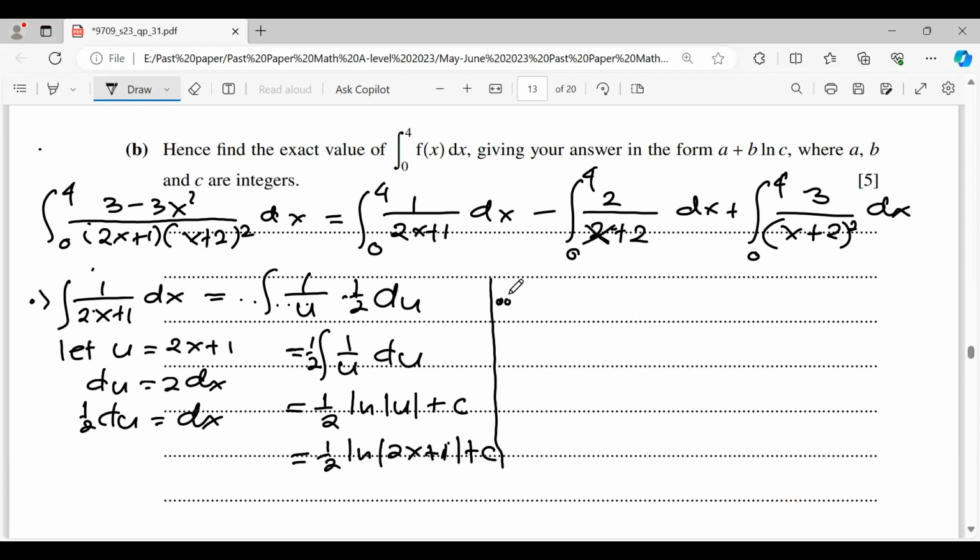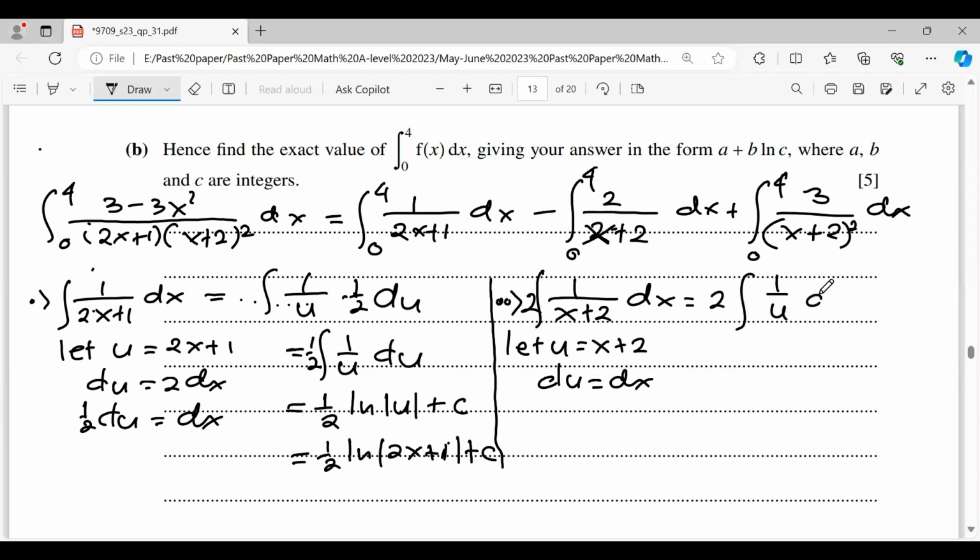Okay. And secondly, this integration, I'm going to find the outcomes first. So 2 over x plus 2 dx. If u equals x plus 2, it means du equals dx. So it becomes 2 integral 1 over u du. It is 2 times ln u plus c, 2 times ln modulus x plus 2 plus c.